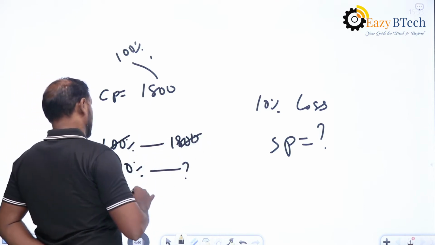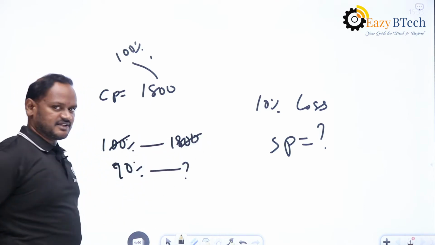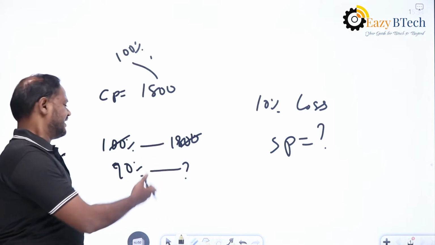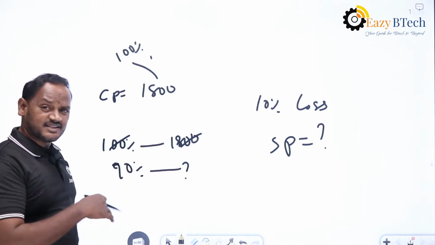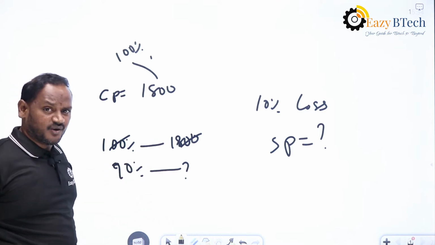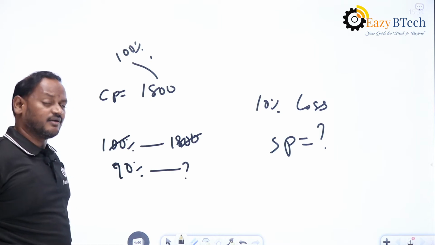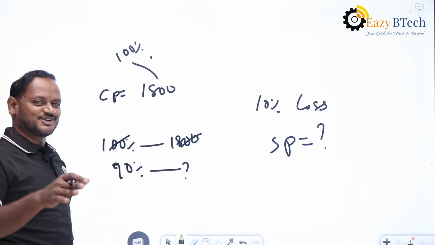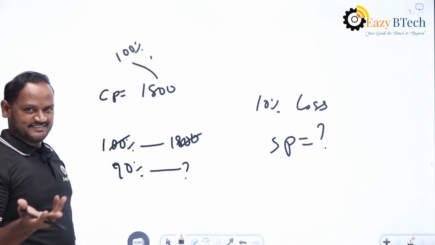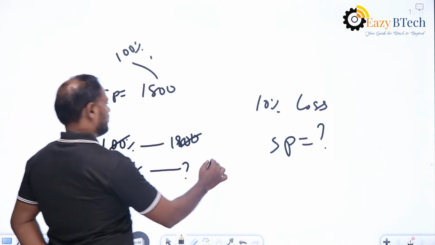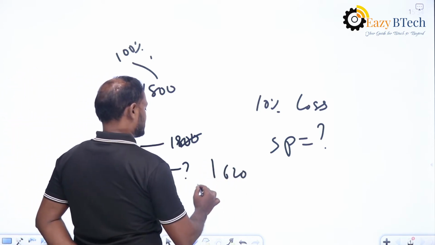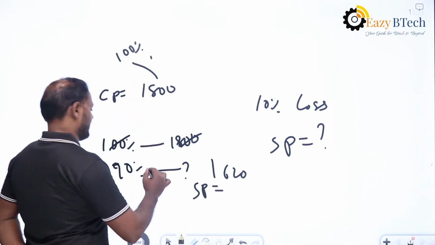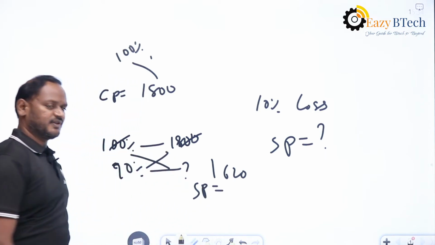That's it. 100%, 1800, 90% is what? The zeros get cancelled. 18 nines are, very tough task, right? Very simple, right? Basic approach. 18 tens is what? 180. 18 nines are 162, right? 162 plus 18 will be 180. Yes or no? Answer will be 1620. This can be taken as the selling price. What is the reason behind it? This cross multiplying. We get the answer, right?